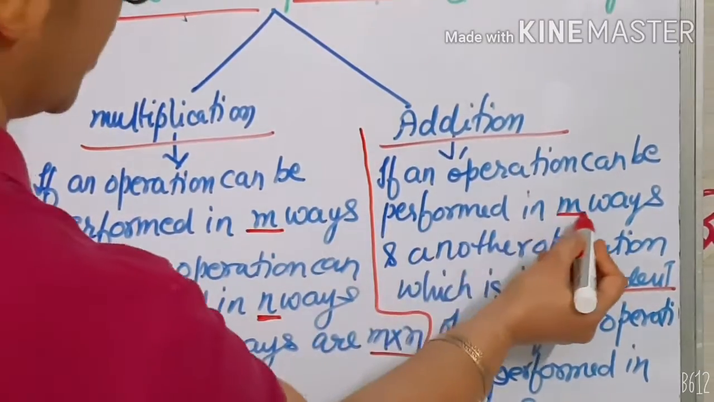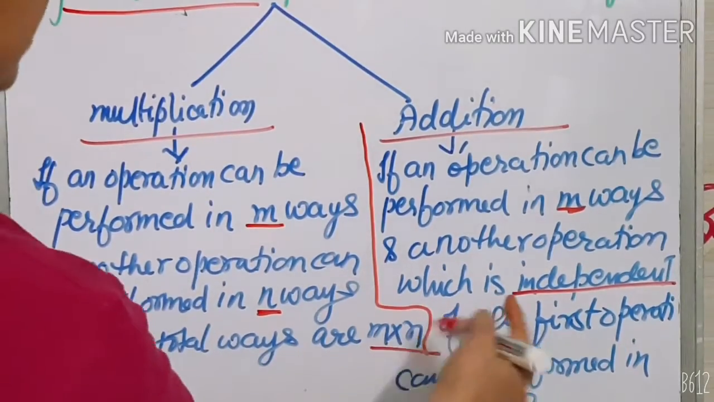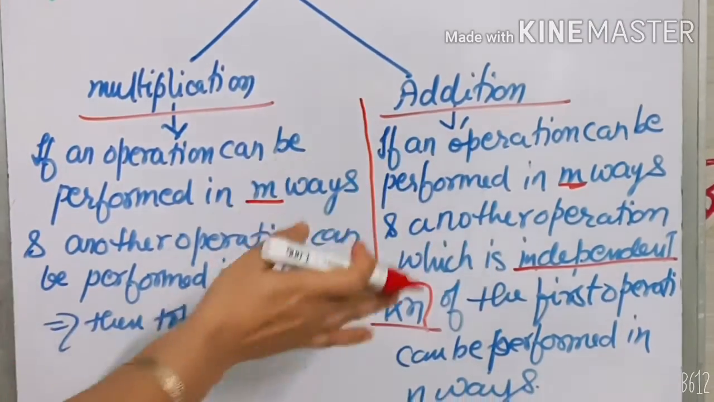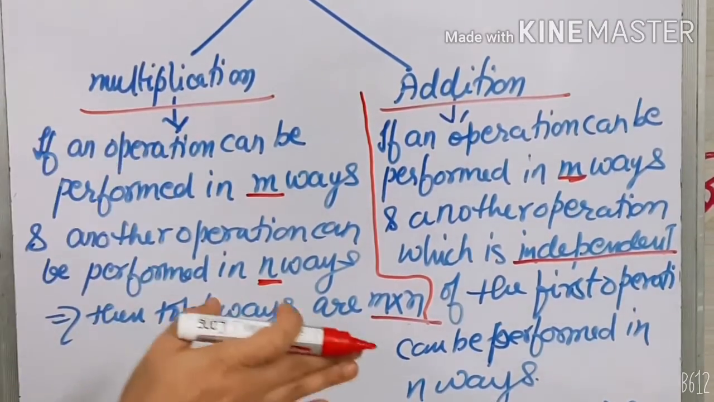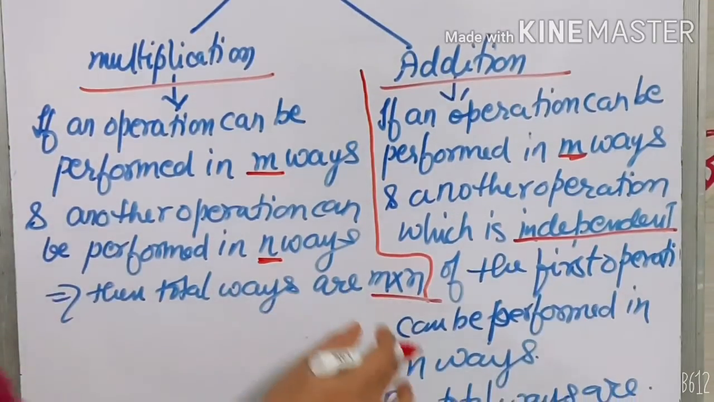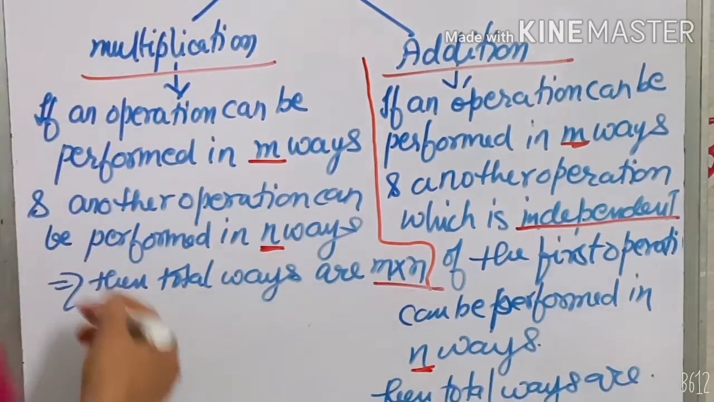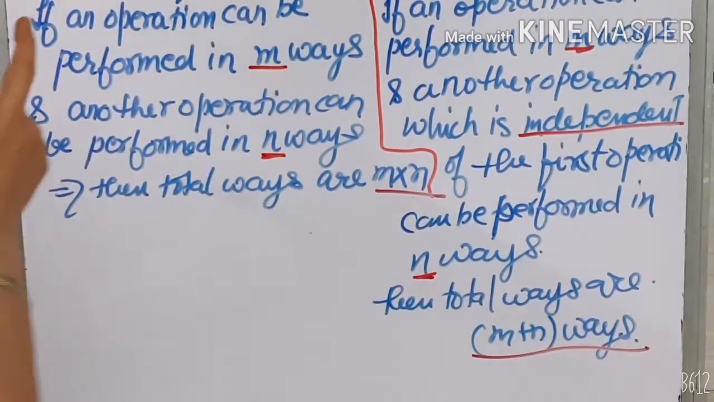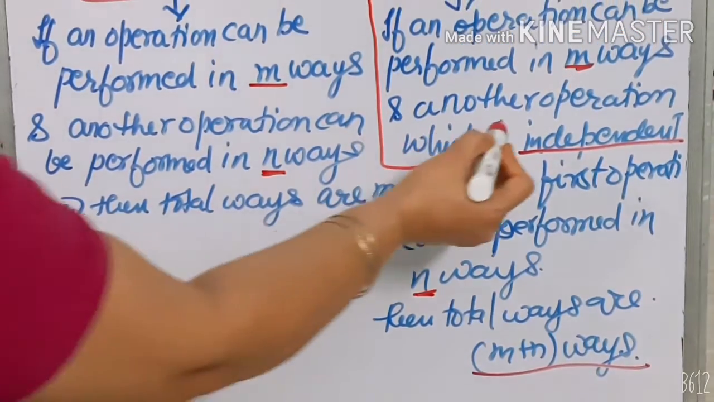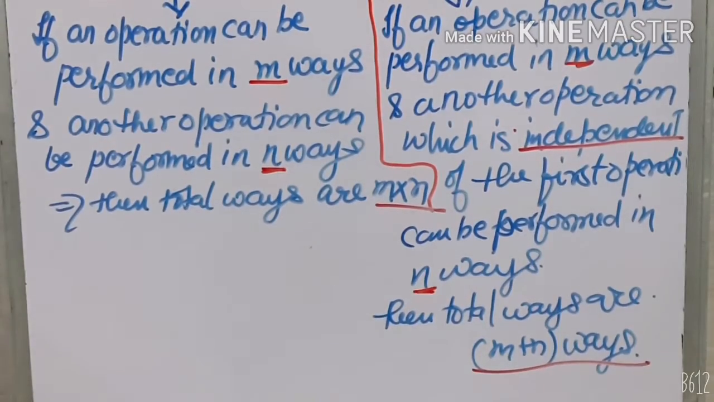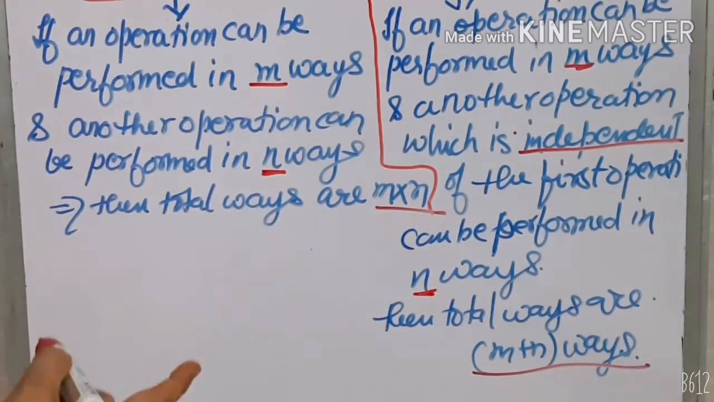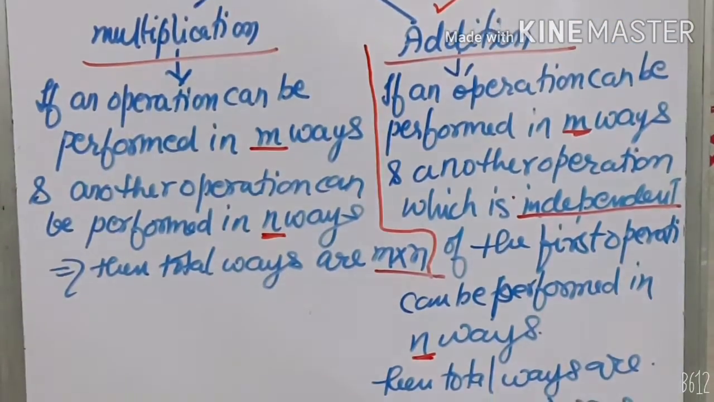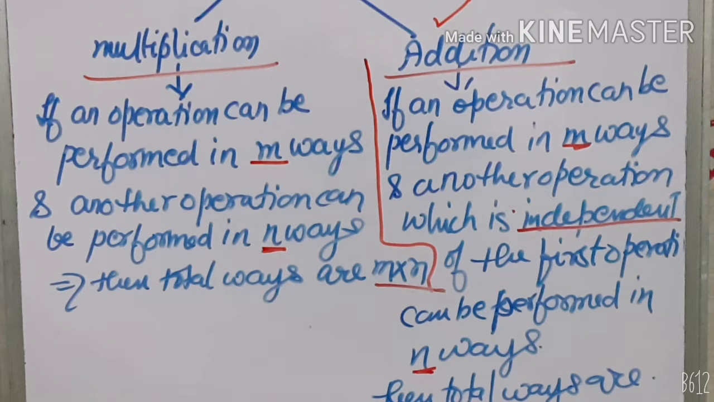Addition: if an operation can be performed in m ways and another operation, which is independent (I underlined that), meaning it does not depend on the first operation, can be performed in n ways, then the total number of ways is m plus n. So what is the most different point? That is the independence. In addition, when the first and second operations have no relation, then we use addition. Understood? Make a note.